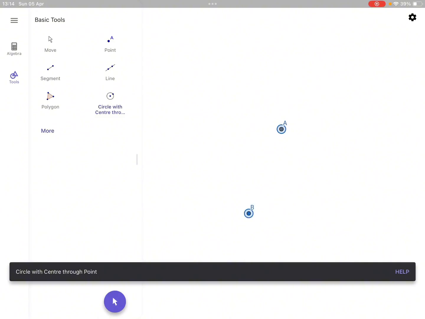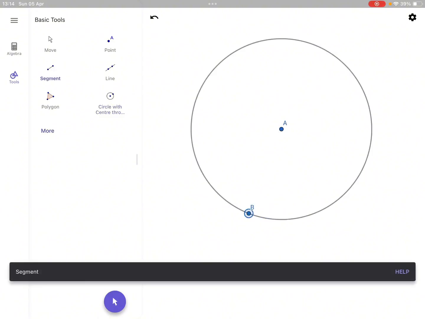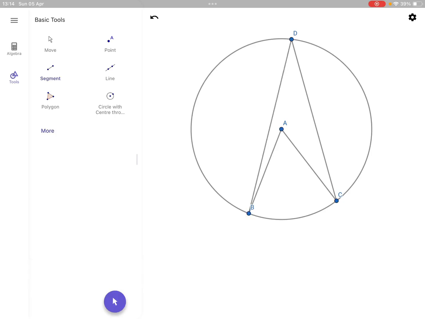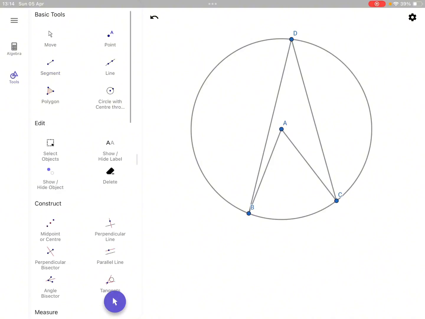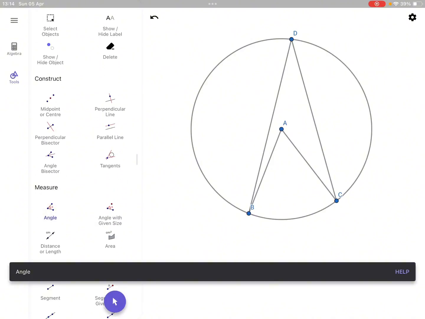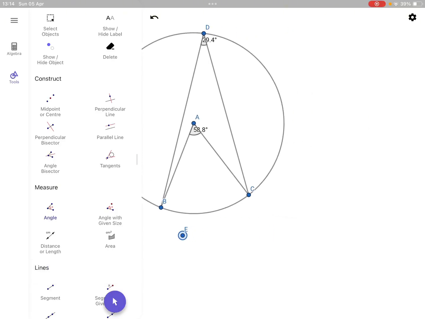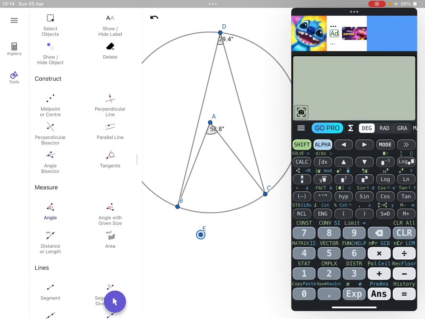Let's look at it. We have a circle, and then we have this theorem. They say the angle at the center, or the angle subtended by the arc at the center, is twice the angle subtended at the circumference. Okay, let's measure it. We have 29.4, and then we have 58.8. If we multiply 29.4 by 2, which gives the angle at the center, it gives us 58.8.